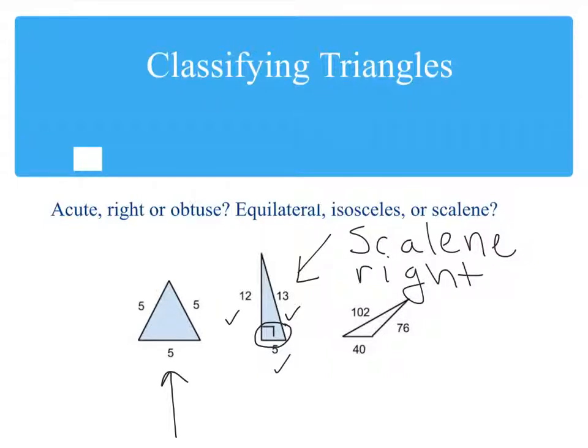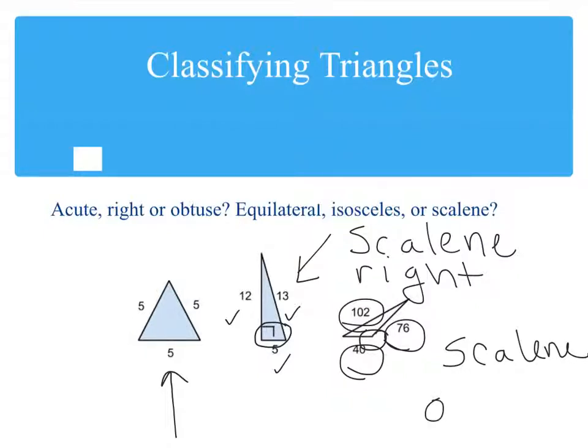And last but not least, we've got this last triangle here. Again, all of the sides here are different, so that also is scalene. And then you can see this big obtuse angle here, so that makes this an obtuse triangle.